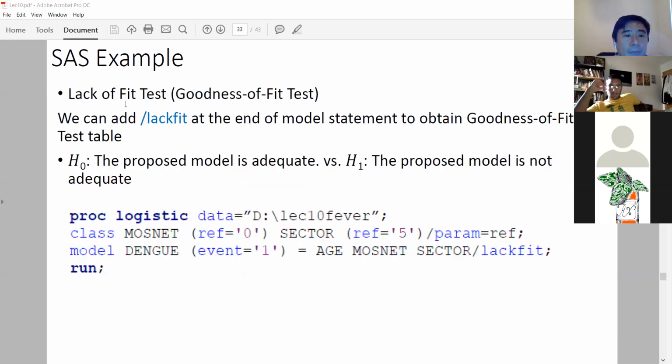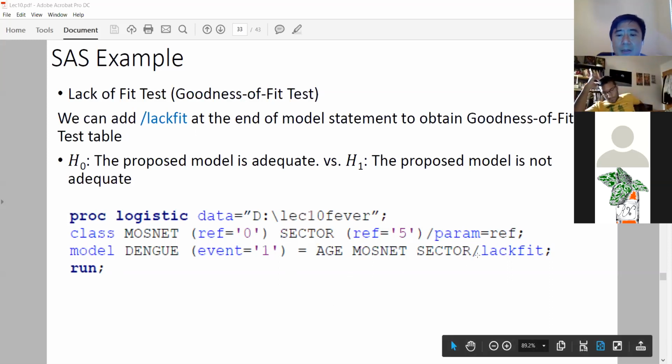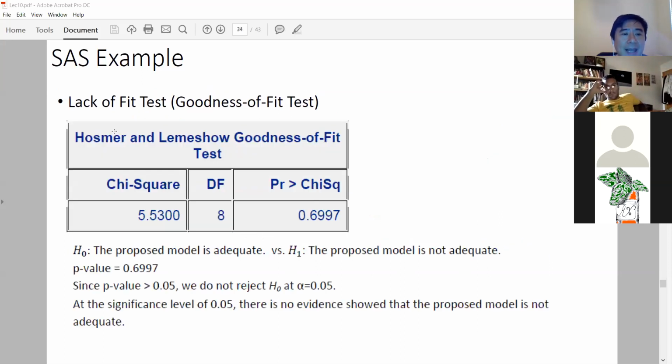All right, and also we can do this goodness-of-fit test, even though it's called the lack of fit option in SAS, but more people call this goodness of fit. It's testing if putting this set of predictor variables will have a good fit in the logistic regression model. So simply you put a lack of fit option in the model statement, and the test being used is called the Hosmer-Lemeshow goodness-of-fit test. Again, it's a chi-square test.